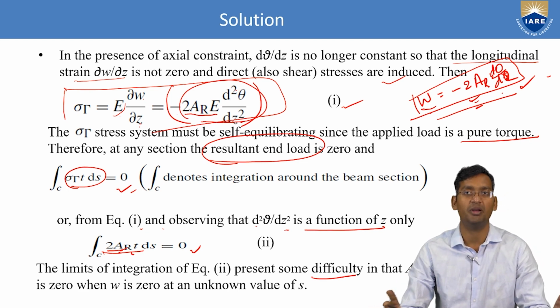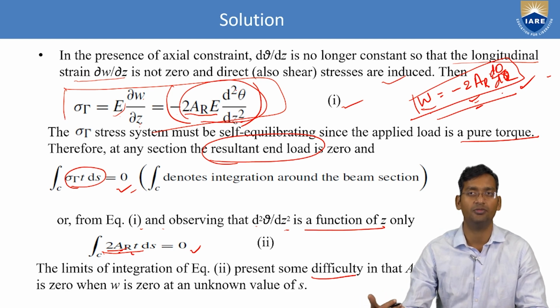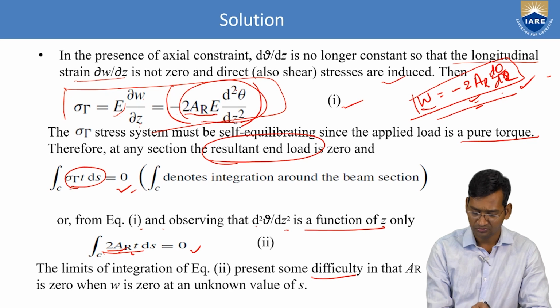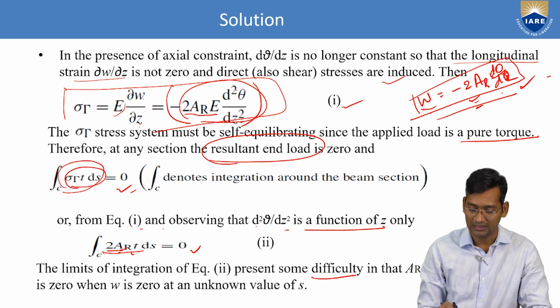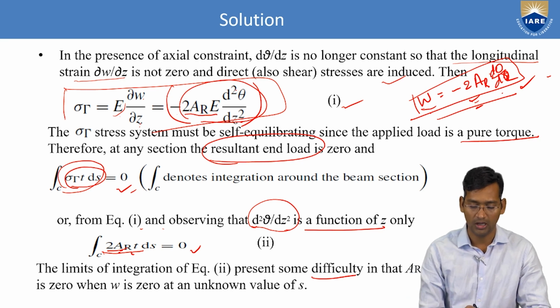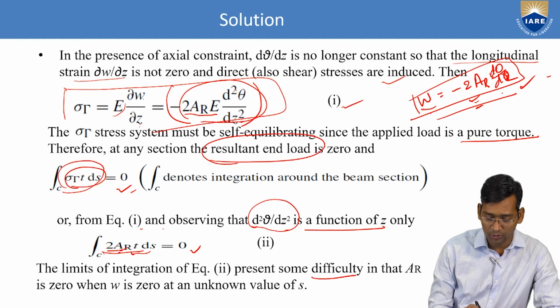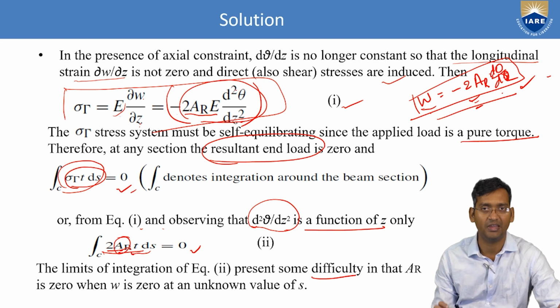Now what is given? Only the pure torque is applied. There are no other loads. It's self-equilibrating, coming to the equilibrium position. The total force acting on the beam is 0. Right? And then what we observe is that d²θ/dz² is a function of z only. Hence ∫2AR t ds equals 0. Now we have to find this AR. After finding AR, we can substitute here and then integrate.